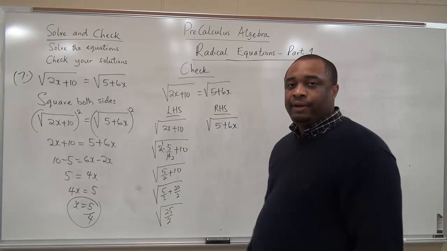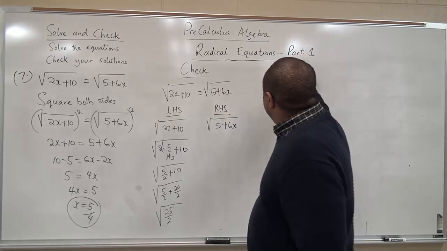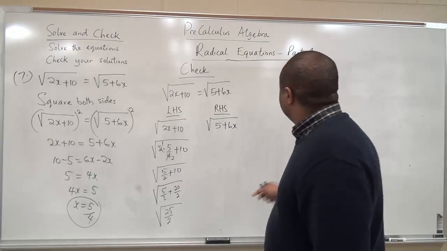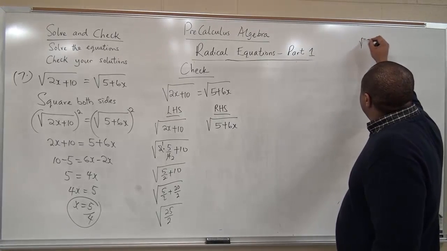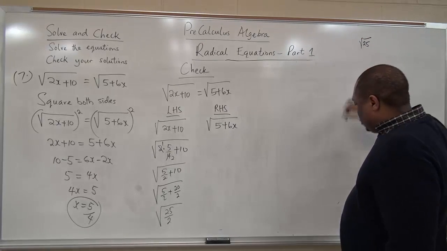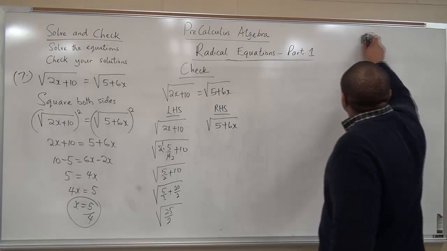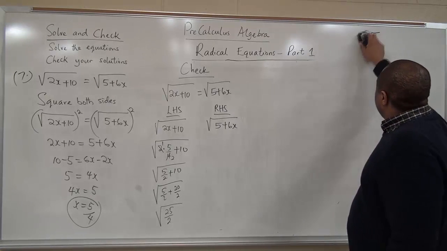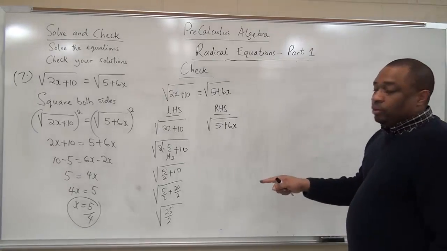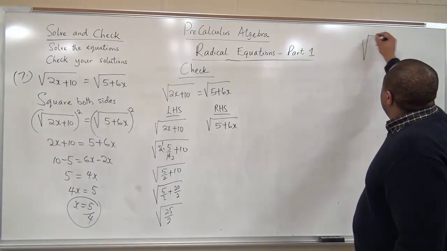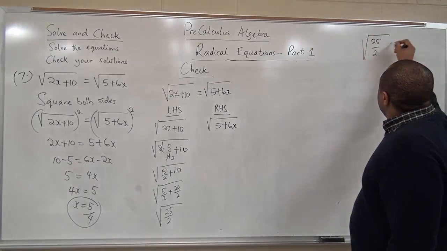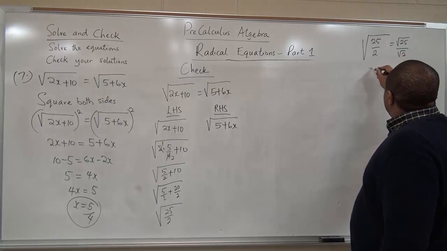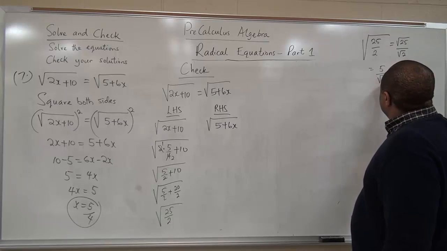Right? Square root of 25 over 2. Now, when we did radicals, we saw that square root of 25 over 2 is equal to square root of 25 over square root of 2, which is 5 over square root of 2.